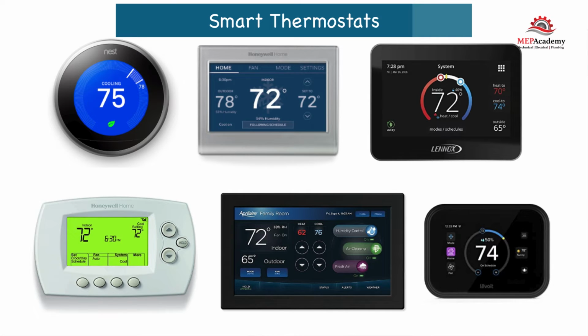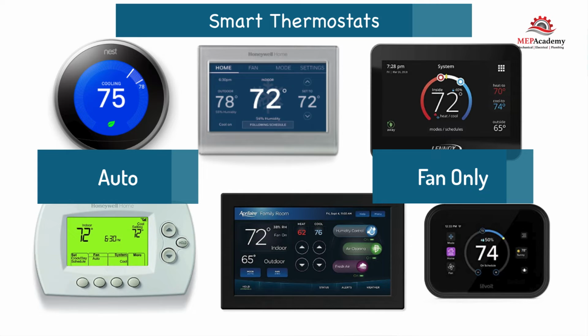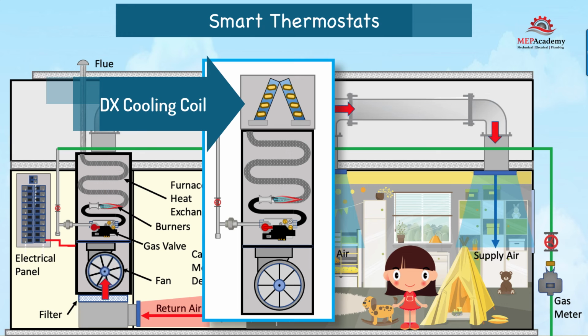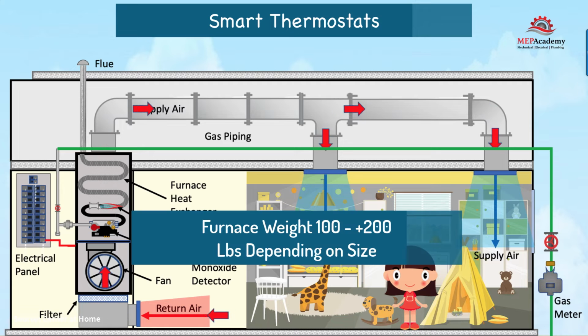Thermostats often allow for two settings. One is auto, which lets the system cycle on and off to meet demand. The other is fan only. With this setting, only the fan runs continuously without any heating. If adding a split system air conditioning unit to the installation, the DX coil will mount on the discharge of the furnace and share the same fan for airflow. The furnace can weigh from 100 to 200 pounds depending on the heating capacity of the unit.